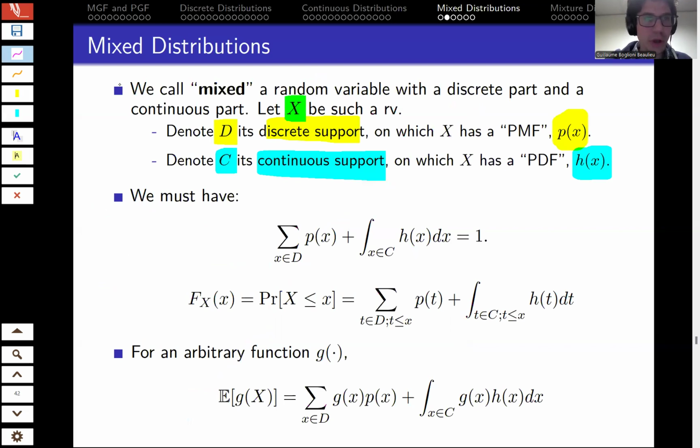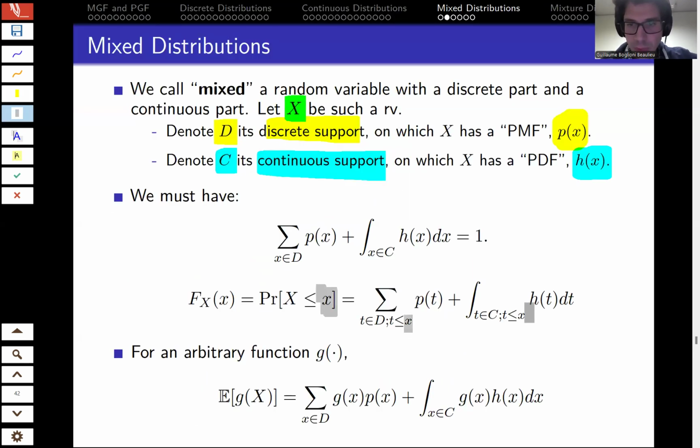Okay, now we can easily recover the CDF of x. Obviously, by definition, it is just the probability that the random variable big X is smaller than the argument little x. Now, sum the discrete probabilities. So the probability that the random variable is on the discrete part, but smaller or equal to little x. And then add to this the integral of ht on the continuous part, but of course for which t is smaller than x.